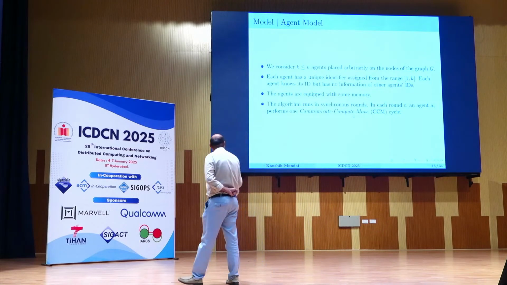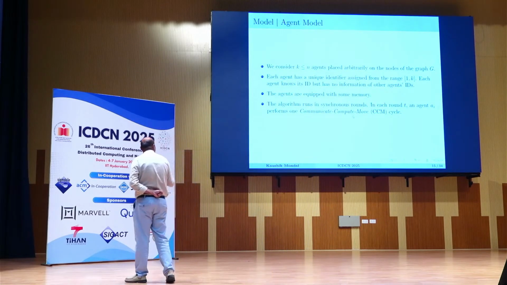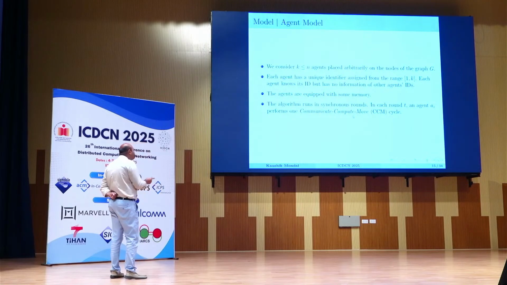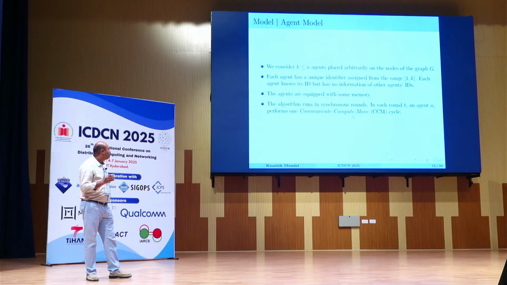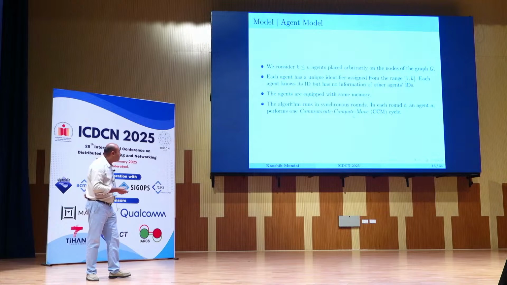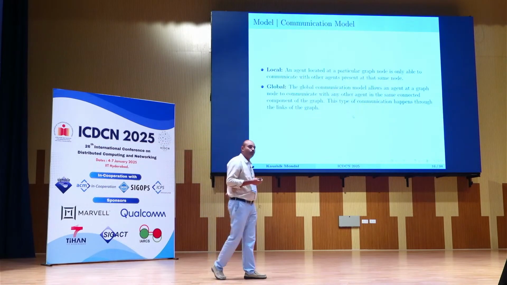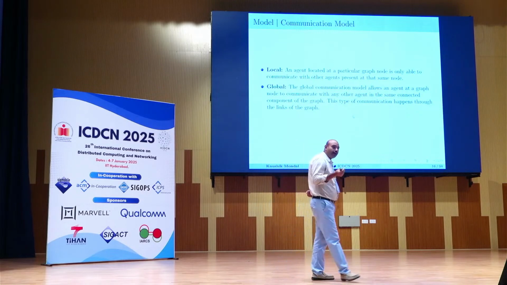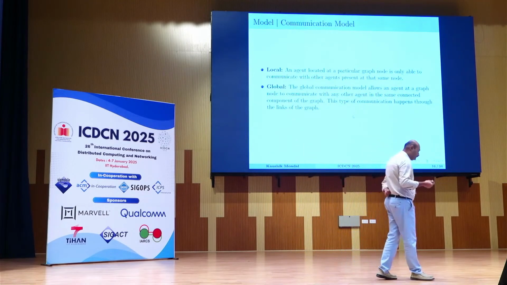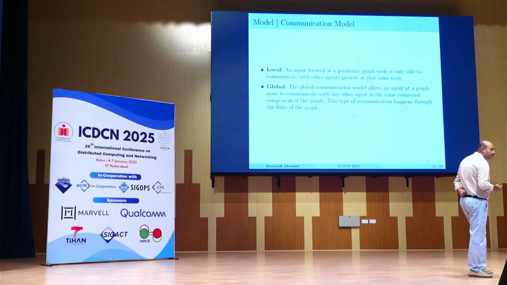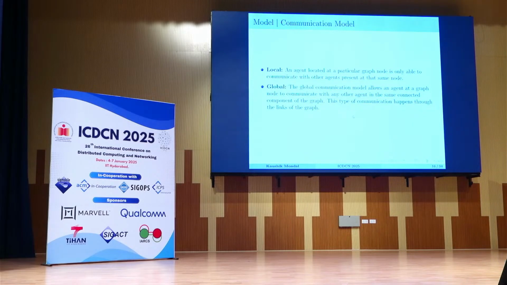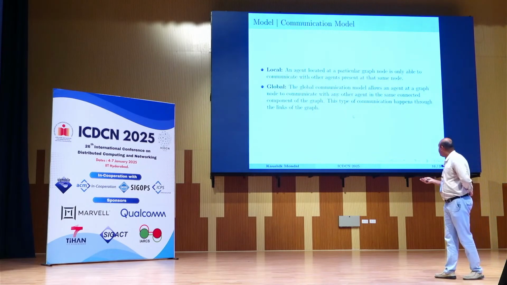And the agents are equipped with some memory, and the algorithm runs in synchronous rounds. In each round, an agent performs one communicate, compute, and move cycle. So communication, if it is local, means only agents who are at the same node can communicate with each other. And if it is global, that means irrespective of the position of the agents, if one agent speaks from a node, all other agents, wherever they are, can hear what that agent wanted to communicate.